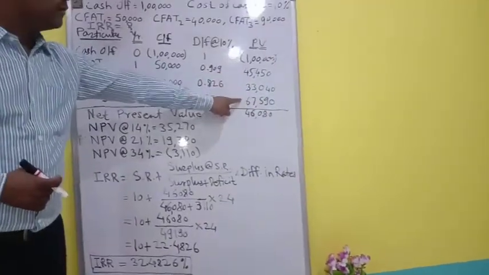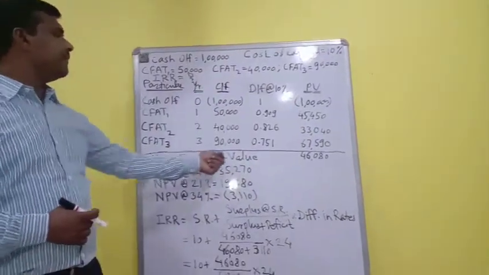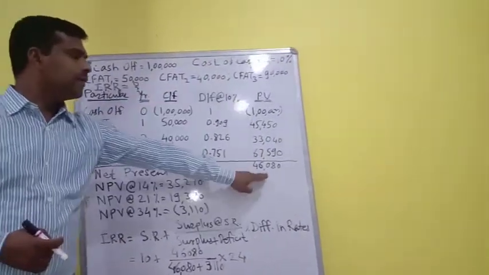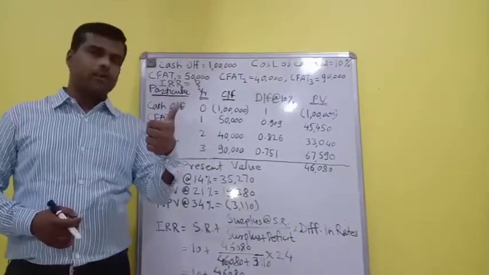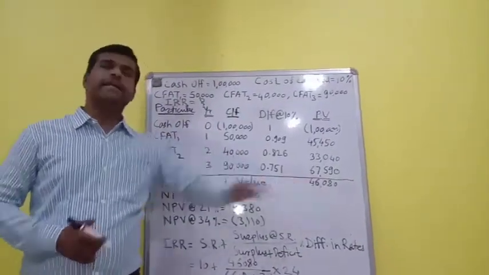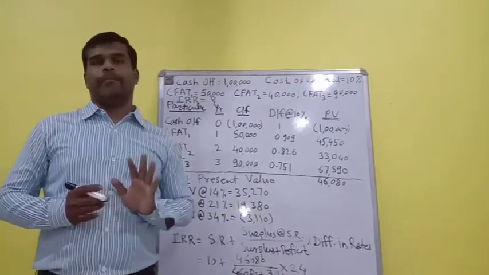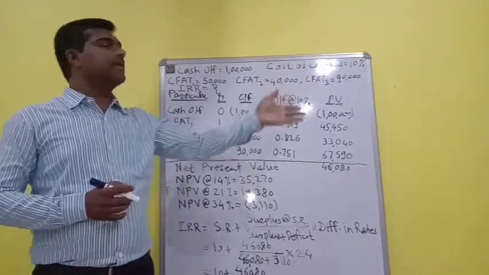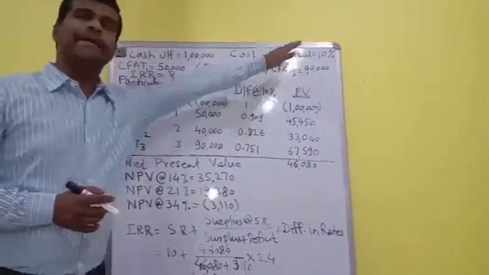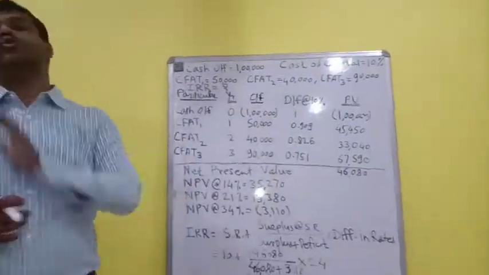So adding all of this and then subtracting 1 lakh rupees from that gives us an NPV at 10% of 46,080. So friends, now as we have got one positive NPV of 46,080, we will require another NPV which will be negative. For doing that, you will have to calculate NPV with some different rate. So now you have calculated NPV at 10%, then you will have to calculate it at some different rate. Which rate should you take?